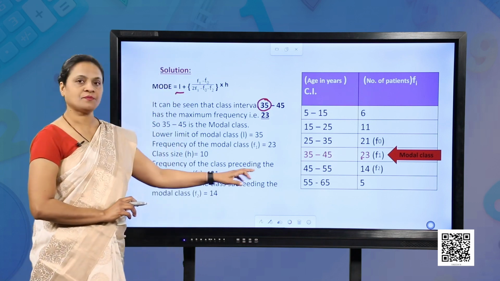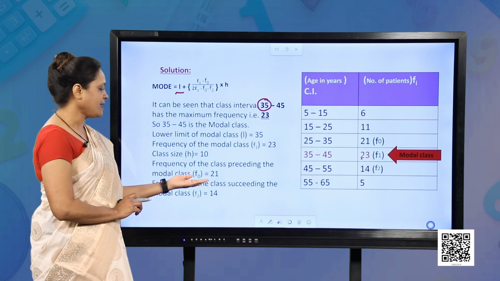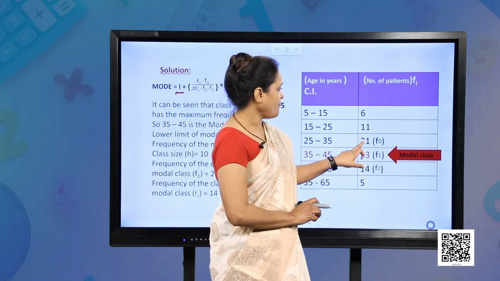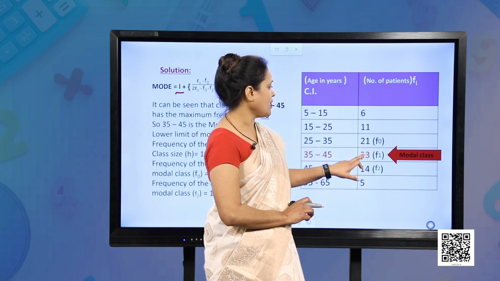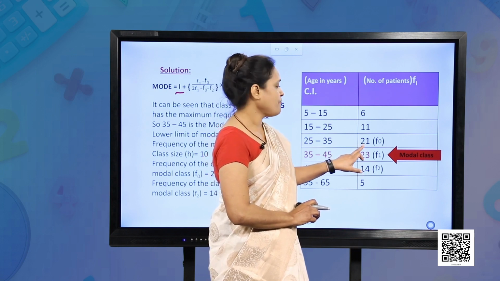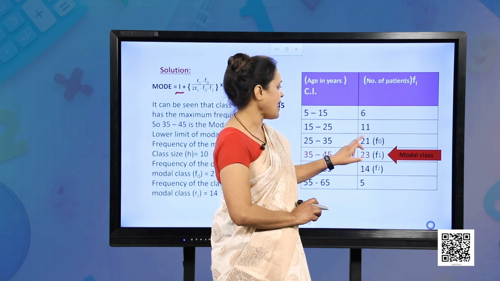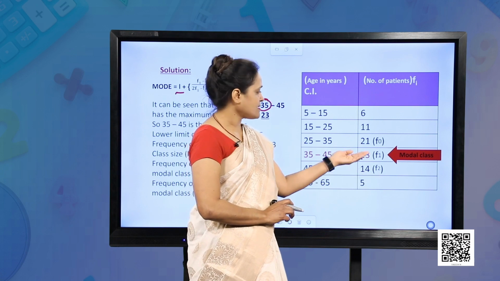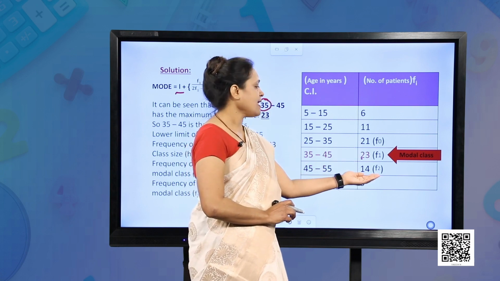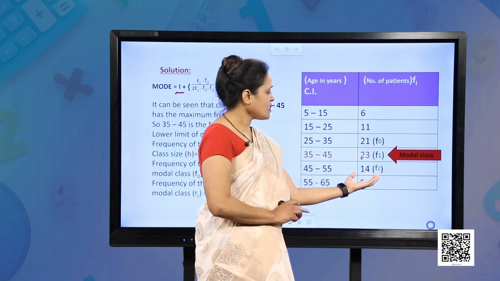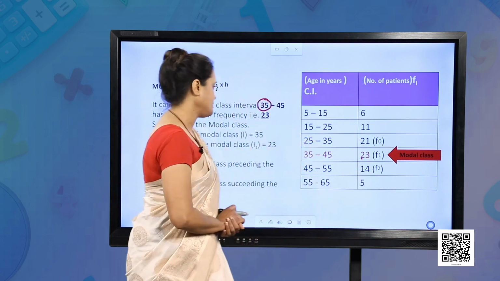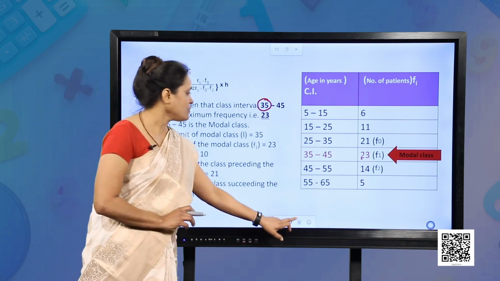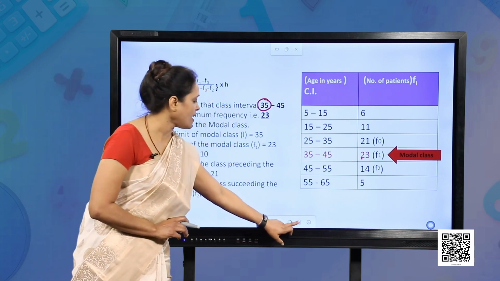Frequency of the class preceding the model class will be termed as F0. You can see that the frequency of the class preceding the model class is 21, which we are going to use as F0. The frequency of the class succeeding the model class is termed as F2, which in this case is 14.